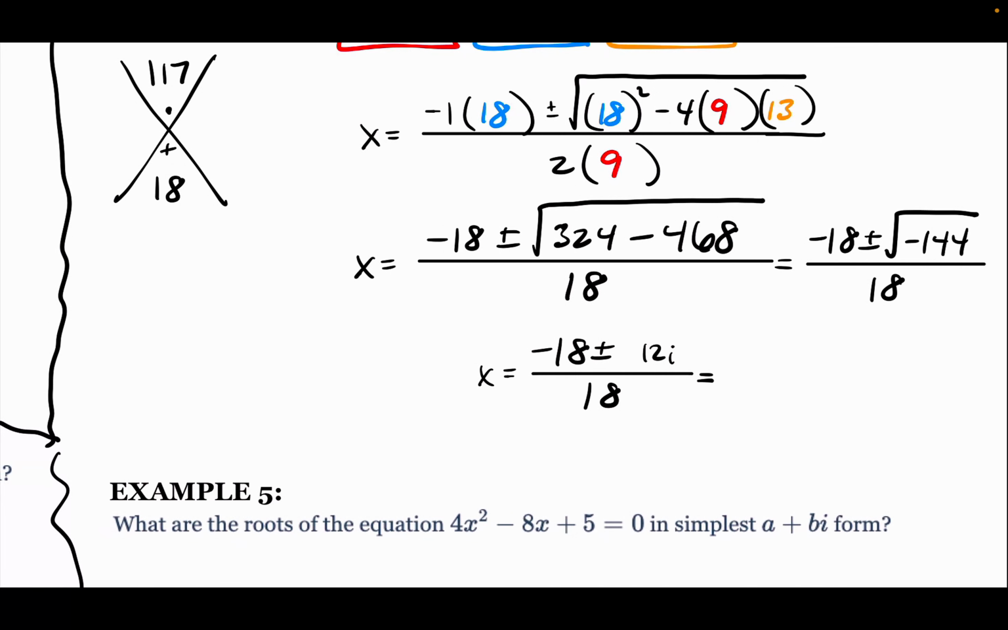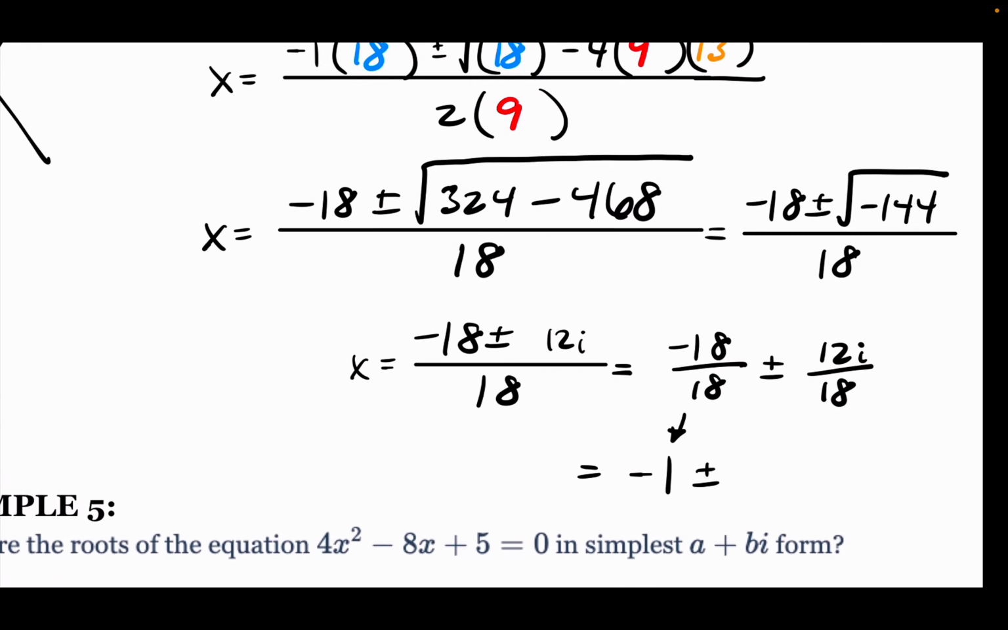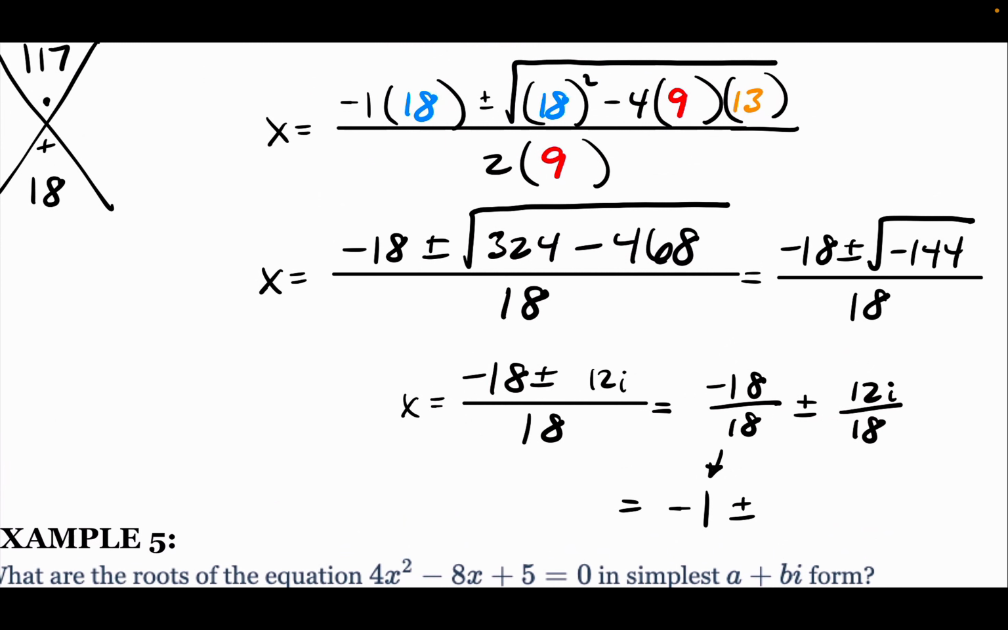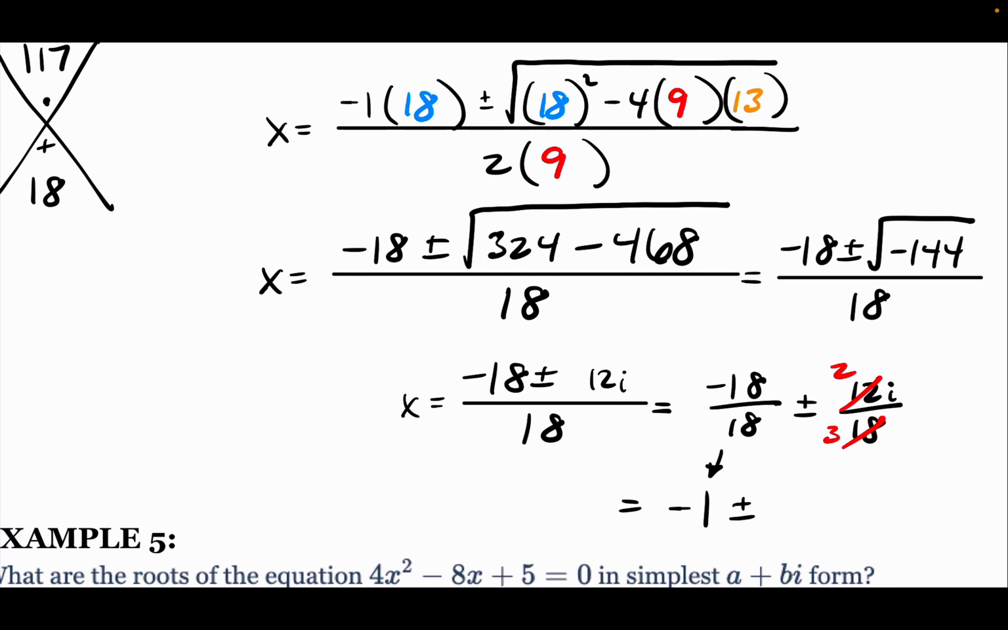They're each divided by 18. Divide if you can. Well, this guy I can divide to make -1, right? Negative 18 divided by 18 makes -1. The other guy I can't divide, but I can reduce. What's the biggest number that goes into 12 and 18? 6. So you get 2 and 3. So you get 2i over 3. Done.